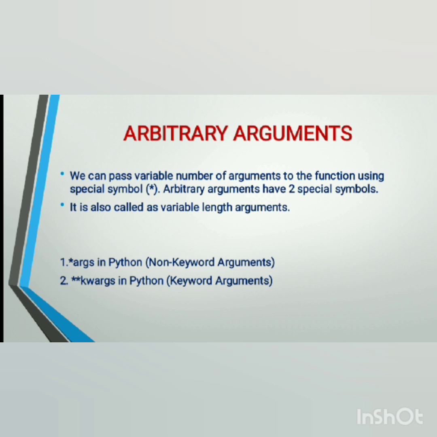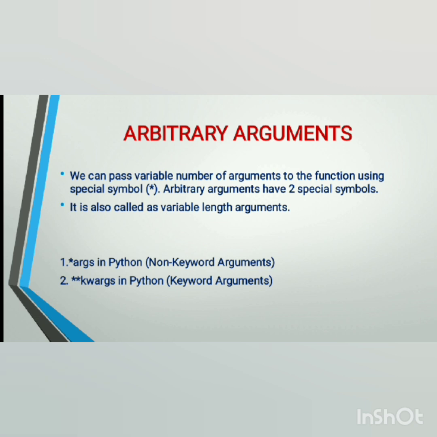So we will see the two types of special symbols. We are using the special symbol star, and that star will be used in two ways. First one, non-keyword arguments. Second one is keyword arguments. Non-keyword arguments means you use the star a single time. When you are using keyword arguments, your star will be used twice, star star, and then you can give keyword arguments. Whereas in non-keyword, no need to give the keywords. You don't need to give the argument name, you can pass the value alone.